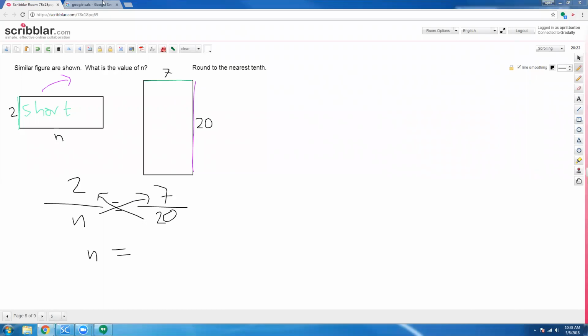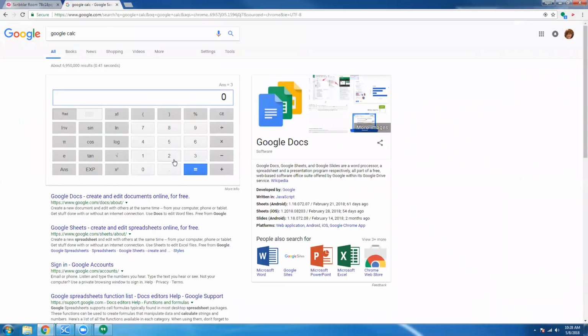So we do the 2 times 20 divided by 7. 2 times 20, oops, divided by 7. So we get 5.7.